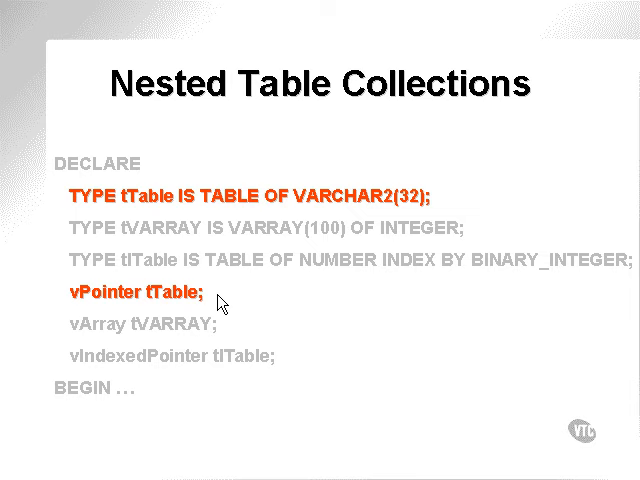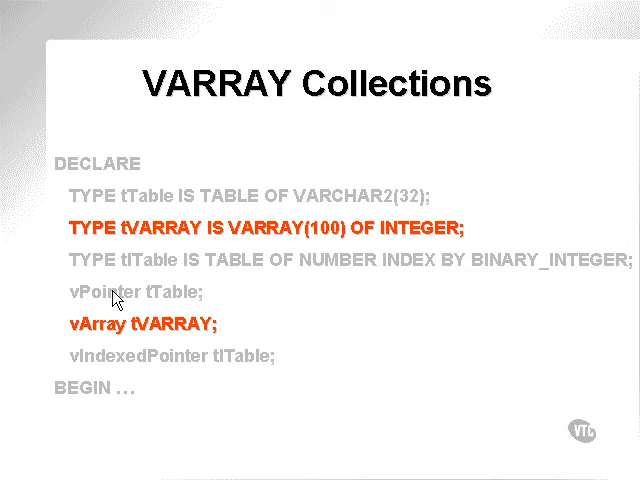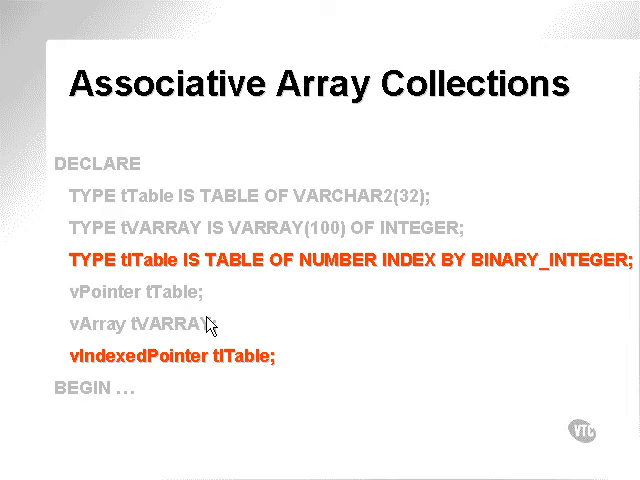And here, as I've said, a table is a pointer. I've declared it as being variable name pointer against that type, because that's what it effectively is. And here I've declared a V-array as having 100 elements, which are all integers. And here I've declared a variable against it. The same applies to an associative array. Note how each of these types has a variable declared against it.